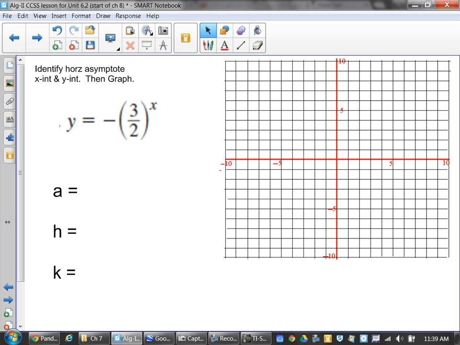Let's try this. Y equals negative times the quantity 3 halves to the x. So the negative y is negative. The y-intercept now is at negative 1. Good. So what's your a value? Your a value is negative 1. Are we okay with that?